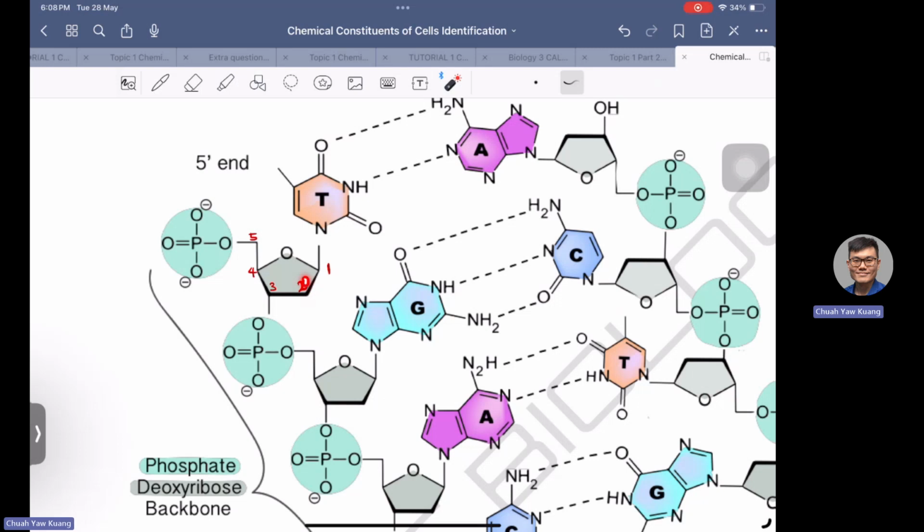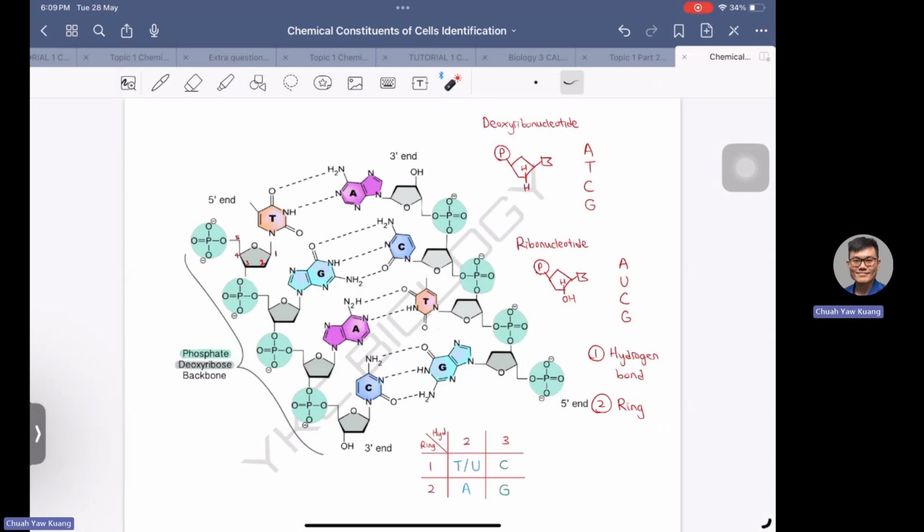At carbon number 2, is there any OH or not? We don't see any OH because they didn't draw anything. If they don't draw anything, it means this is H here and the bottom plane is also H. That's why they didn't draw it out. Since both sides are H, this is obviously a deoxyribonucleotide. And that's why we can say that this one ring structure is a thymine. This is basically how we can differentiate thymine and uracil.